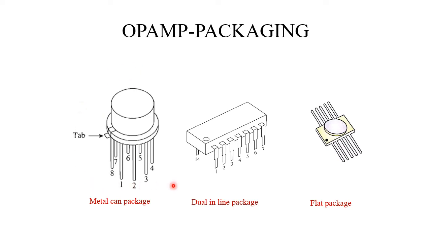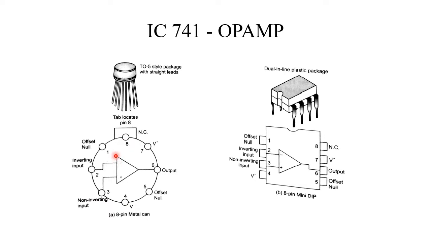So this is the diagram showing the types of packages. If it is a metal can package, it will be like this, the dual inline package will be like this, and the flat package will be like this. These are the pictures of the packaging. Here we can see the pin numbering of the packages.